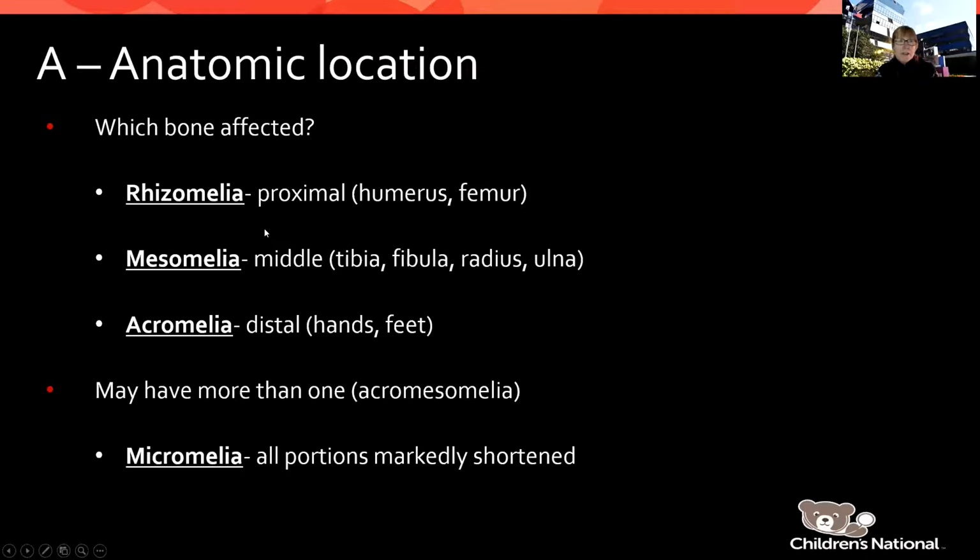If there are humeral or femoral abnormalities, you will have rhizomelic shortening. If it's tib-fib or radius and ulna, it's mesomelic. If it's the hands or feet, we'll call that acromelic. And very often you can have one or more of these combined. So micromelia would be shortening of all these.